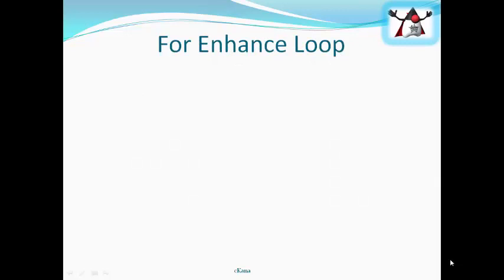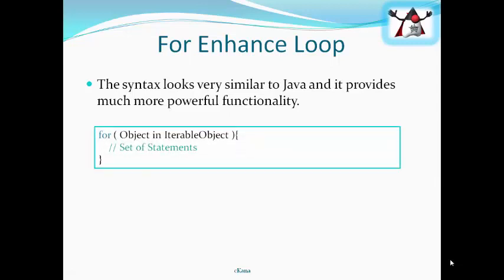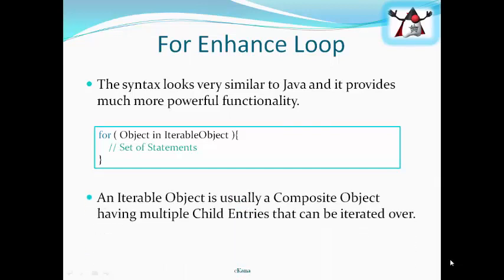There's a for enhanced loop in Groovy also. What does it do? The syntax looks very similar to Java and it provides much more powerful functionality. What it does is that for every object in an iterable object, we have a set of statements that are executed. Now let's see what an iterable object is. An iterable object is usually a composite object having multiple child entries that can be iterated over.